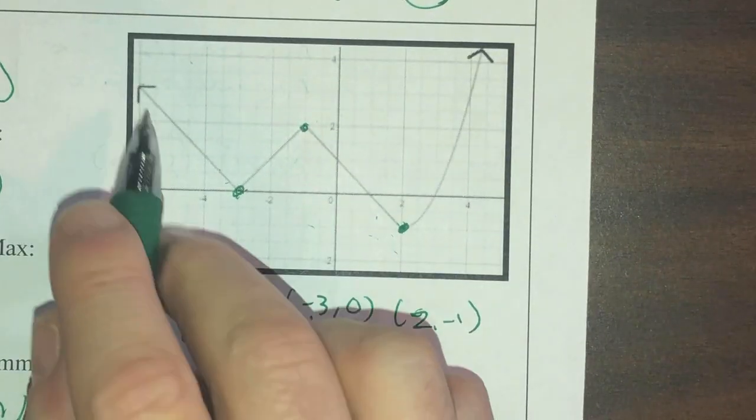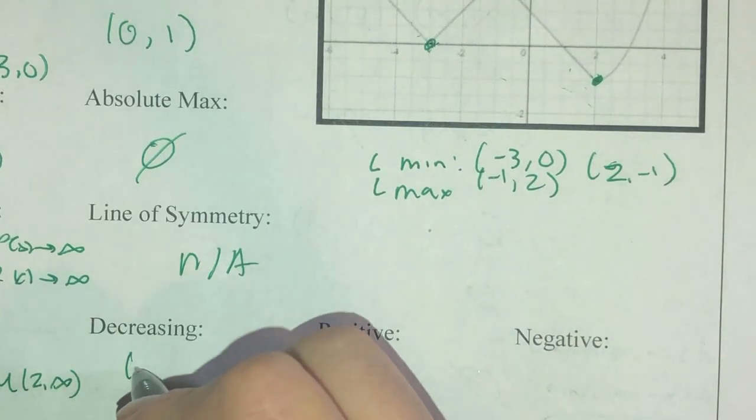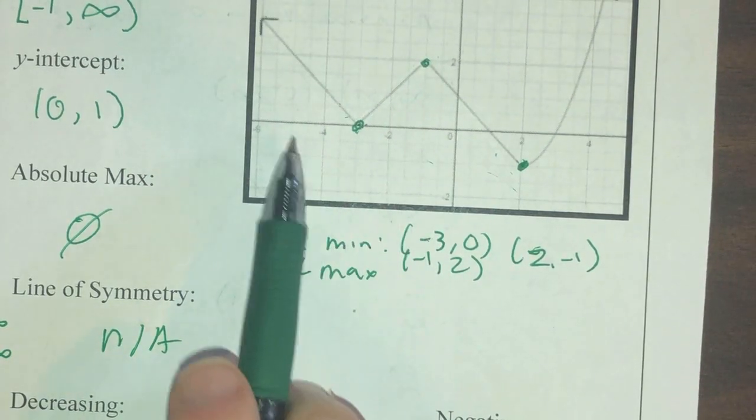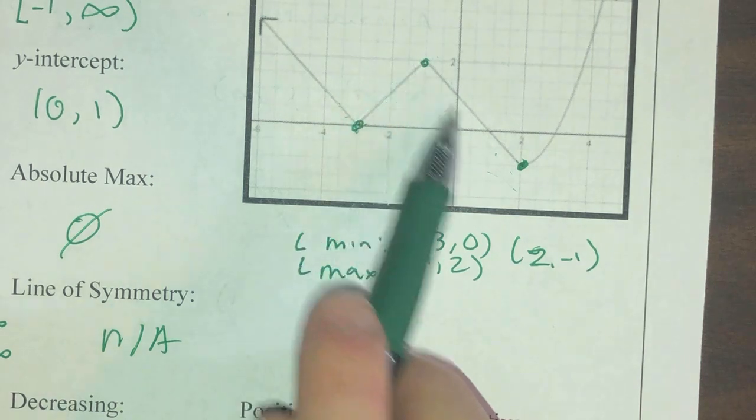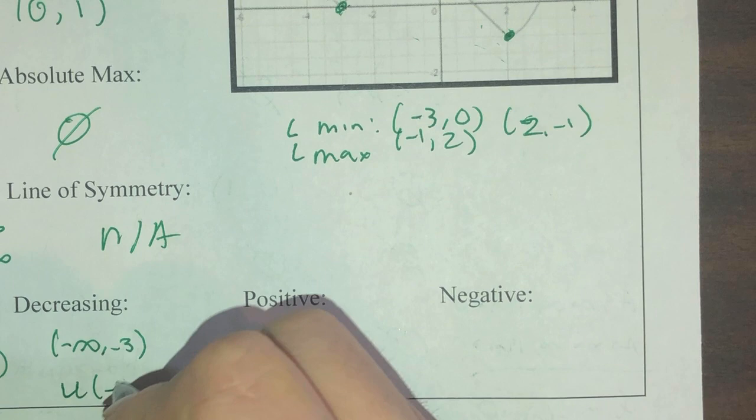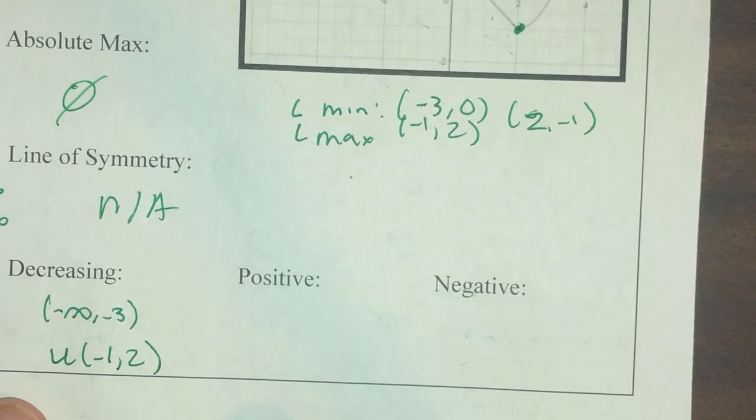Where is it decreasing? From -infinity to -3. Notice again how the local min is the cutoff. And from -1 to +2. So union -1 to +2.